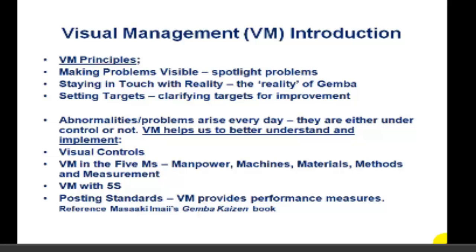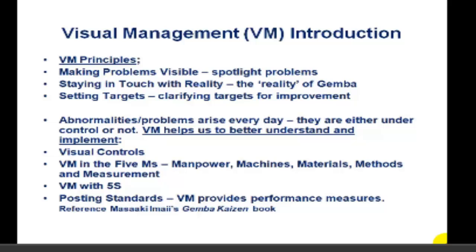Staying in touch with reality. The reality of Gemba. Gemba is where all the important work is done, the work that the company gets paid for. And setting targets, clarifying targets for improvement. As stated in one of the books, abnormalities or problems arise every day. You can't change that. That happens. They're either under control or they're not. Visual management helps us to better understand and implement the following major areas to help us keep them under control. Identify them and correct them before they get out of control.